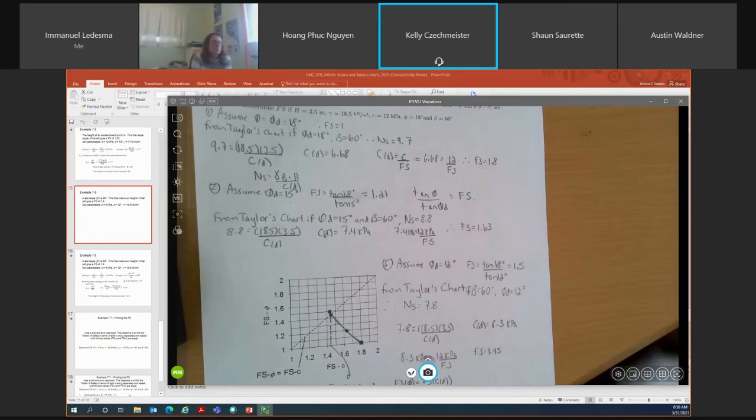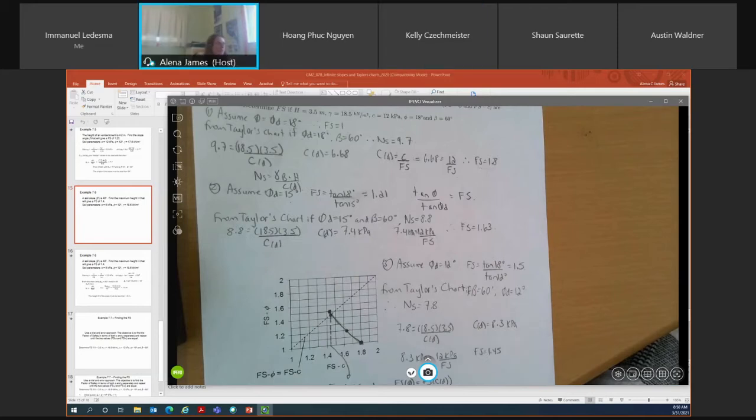We could expect something like this on the test? I could potentially put something like this on a test. I want you to understand the process. I don't know if I will. The reason I'm saying that is because in the real world, you're going to use slope stability modeling software. You're not going to go through 3 or 4 iterations to determine your factor of safety. You're going to put it into modeling software and the program will spit out your factor of safety for you.